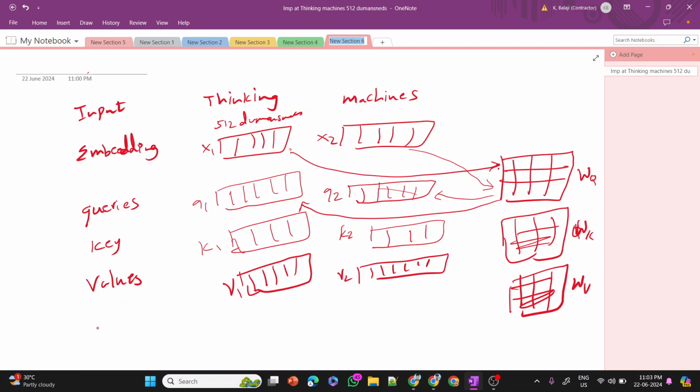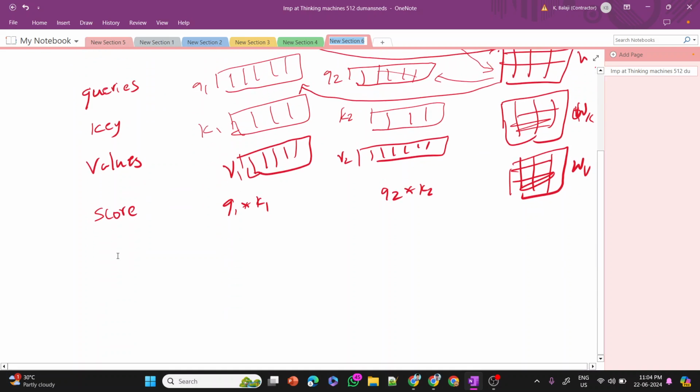Then we need to calculate the score. There will be a mechanism inside that calculates a score. That is q1 into k1 and then q2 into k2. That means these are multiplied: q1 and k1 are multiplied, and q2 and k2 are multiplied, and a score will be recorded.